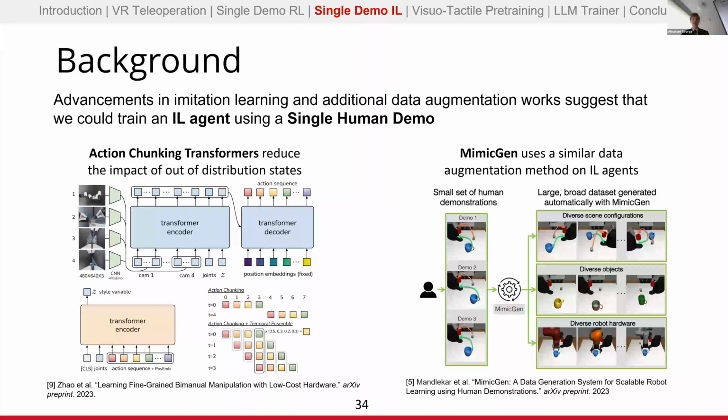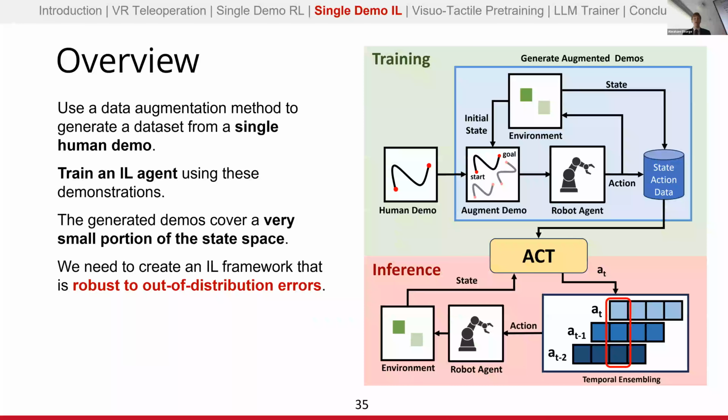Some background is that previous advancements in imitation learning and additional data augmentation works suggest that this single demo learning method could be useful. So specifically, action chunking transformers allow for training agents that are robust to a few out of distribution errors. Because we're training with a single demonstration, we are going to have a lot of out of distribution errors, so we need this. And then additionally, previous work such as MimicGen showed that using a similar data augmentation method, they could train imitation learning agents.